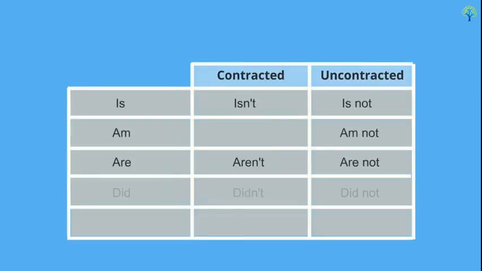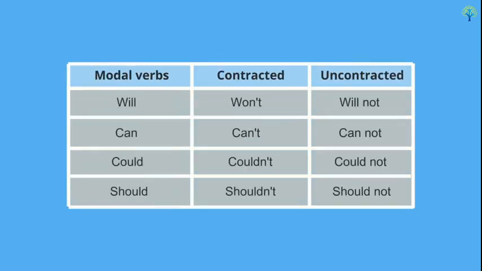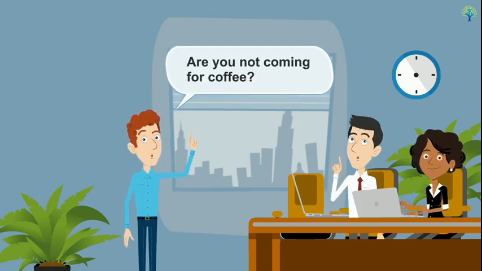Use the uncontracted form of is, am, are, did, have, and verbs like will, can, could, and should. Uncontracted negative questions are generally used in a formal setup. Now you know how to form negative questions.